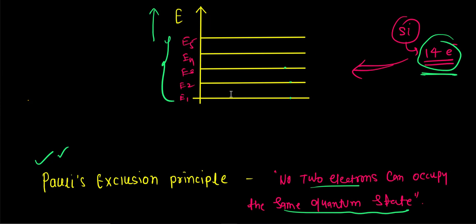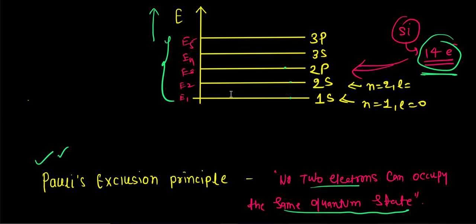So we also call these energy levels 1s, 2s, 2p, 3s, and 3p. This is the same as n equal to 1 and l equal to 0. This is n equal to 2, l equal to 0. This is correspondingly n equal to 2 and l equal to 1, so l can be 0 or 1. Now how will the electrons fill up these energy levels?